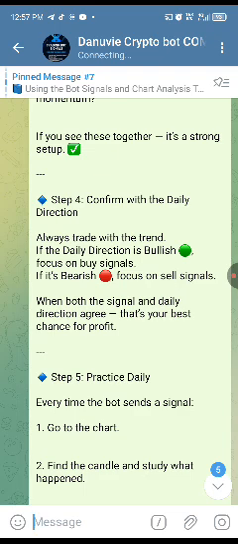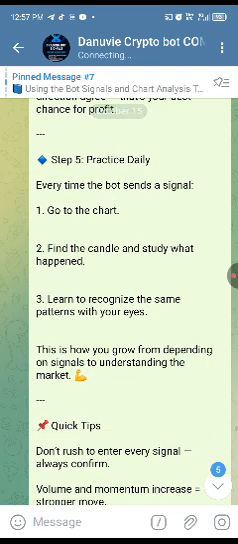All right. Well, we go to step 5. Practice daily. Obviously, you have to practice so you can be familiar with the system. You don't want to make a mistake when you're using real money. It can be very disastrous. So that's why you have to practice. Every time the bot sends a signal, go to the chart, find the candle and study what happened. Learn to recognize the same patterns with your eyes. This is how you grow from depending on signals to understanding the market.